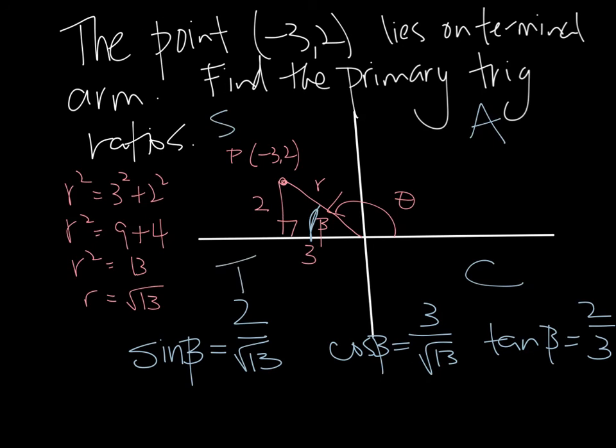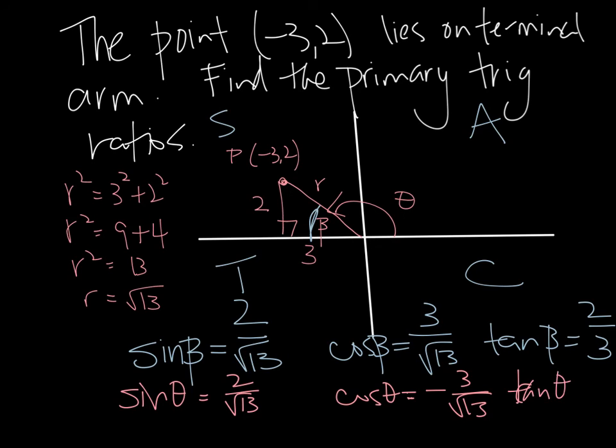So, since we are in the S quadrant, that means that sine will be the only positive one. So if I write this now, sine theta equals 2 over root 13 because it's going to be positive. Cos theta is going to be negative in that quadrant, so I'm going to change my cos beta to a negative 3 over root 13 for the cos theta. And then similarly, my tan of theta is going to be negative 2 over 3.